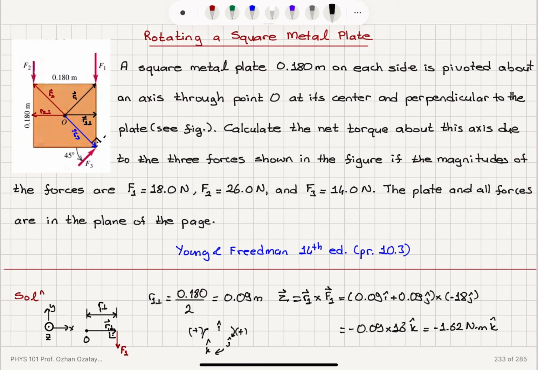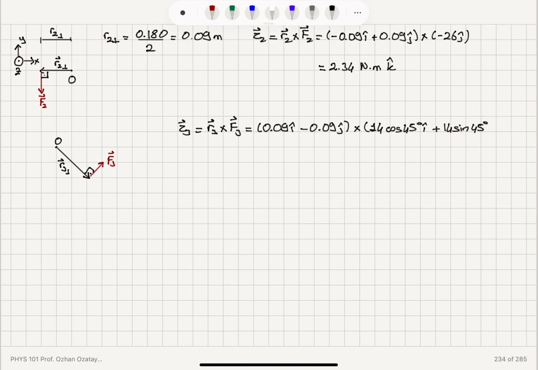Now let's take a look at this. F3 is actually here. It's cosine 45 in the j hat direction. So this is going to be sine 45 in the I hat direction and cosine 45 in the j hat direction.